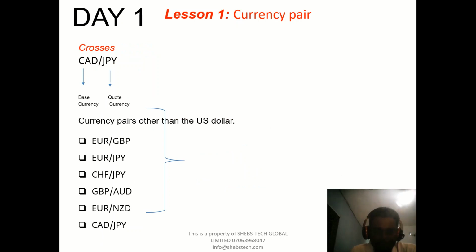All right, so there's another type of pair called the crosses. Let's use Canadian dollar versus the JPY as an example now. The first currency here is called the base currency, as we saw in the last slide. Then this other currency is called the quote currency. So these are currency pairs other than the US dollar.